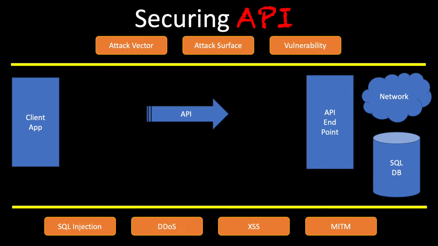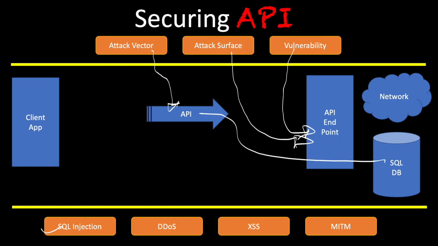First of all, we can have vulnerabilities associated with our API endpoint that malicious actors can take advantage of. We also have our attack surface, which external intruders are trying to access. Then we have our attack vector, which is the API means of getting into the system. Among the common attacks associated with APIs, we have SQL injection, the whole purpose of which is to gain access and control to the SQL database.